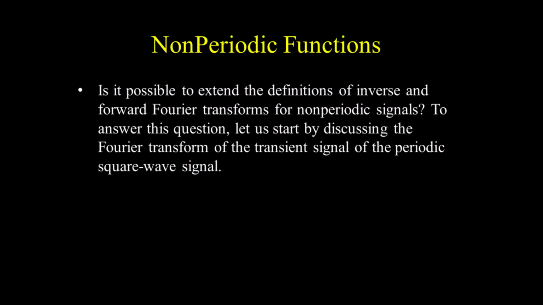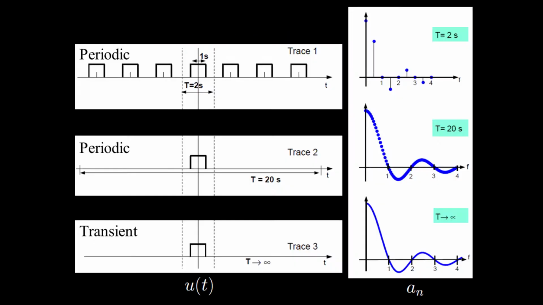Is it possible to extend the definitions of inverse and forward Fourier transforms for non-periodic signals? To answer this question, let's start by discussing the Fourier transform of the transient signal of the periodic square wave signal. Let's consider the three signals shown here on the left. Trace 1 is the periodic square wave example used in a previous section, and trace 2 is the corresponding transient signal. Trace 1 has a period of 2 seconds.